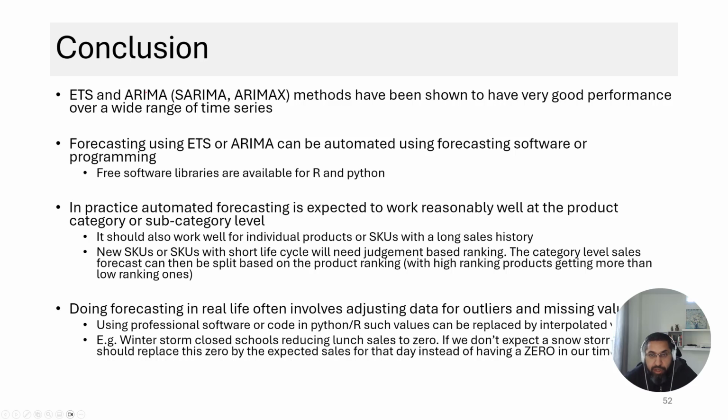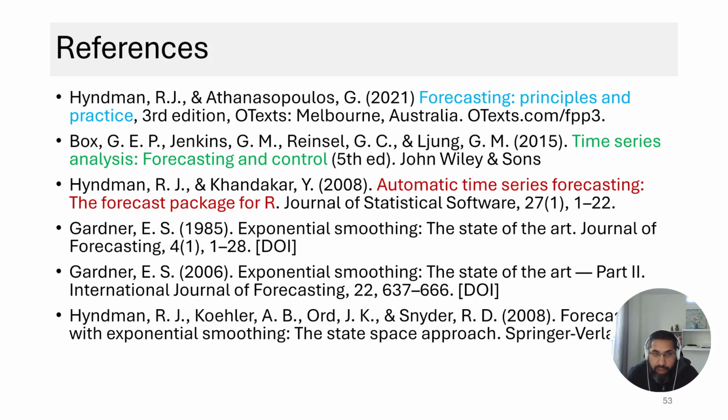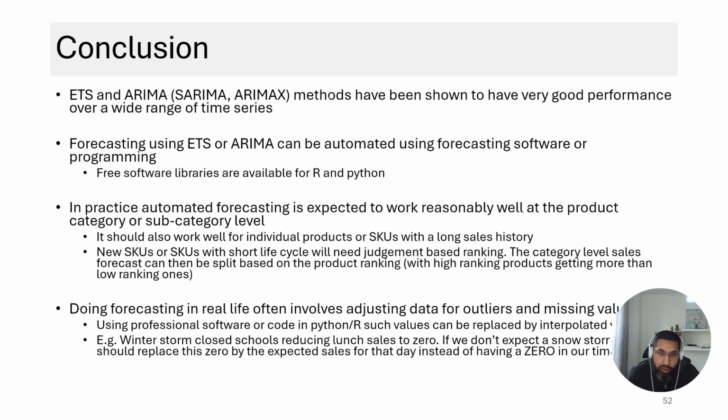Conclusion. ETS and ARIMA, including seasonal ARIMA and ARIMAX models, have been shown to have very good performance over a wide range of time series, and are very widely used in practice, in real life, in industry. They're built into many ERP systems like SAP and many forecasting software. Free libraries are available for R and Python if you know some coding or can learn some coding and do it yourself. Okay, and the book on the references slide, this first book by Hyndman, Forecasting: Principles and Practice, is free and available online. It shows you the R code to do the forecasting in R.